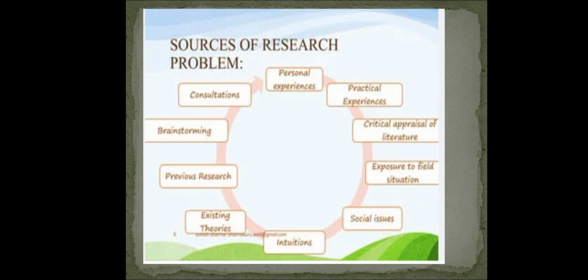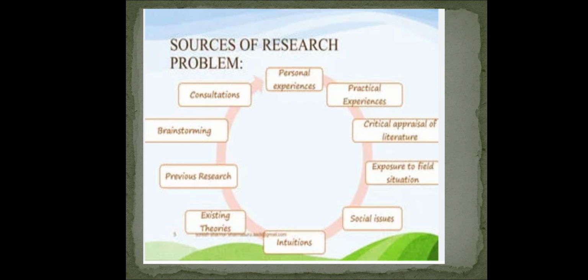The sources of research problem. What are the various methods of identifying the research problem? There are various sources available. It is not steps to be followed. There are various sources of research problem. First thing may be personal experience. A person may experience something on his own, and it will lead him to research.